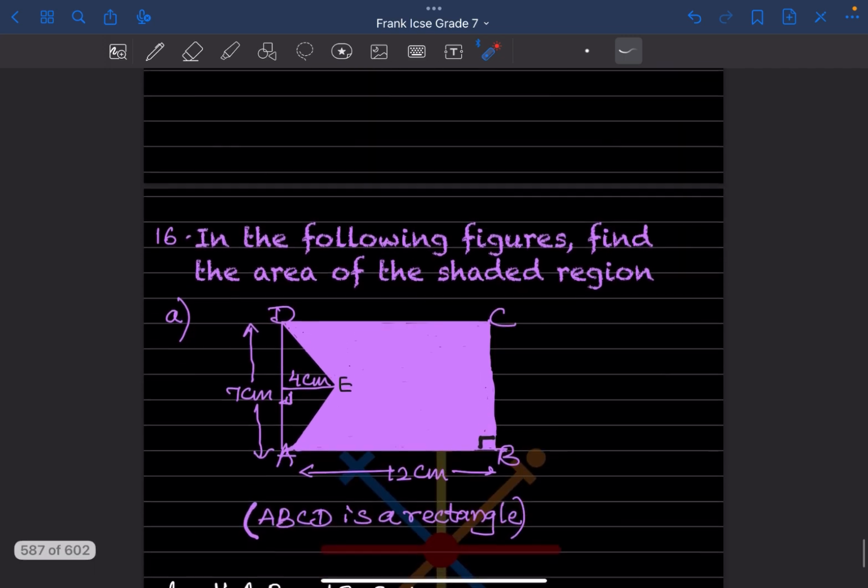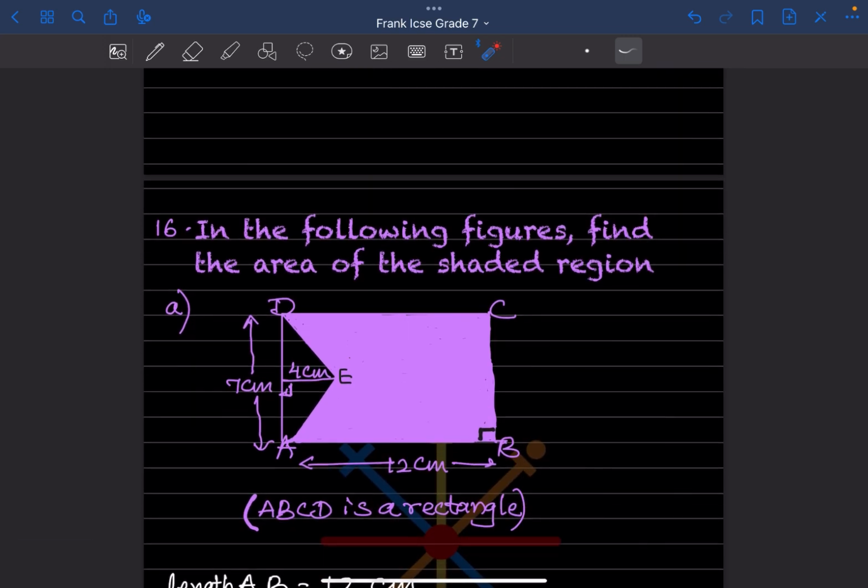In the following figures, find the area of the shaded region. There are 3 figures given. Let us see the first figure first. Here we have to find out the shaded region, this part.